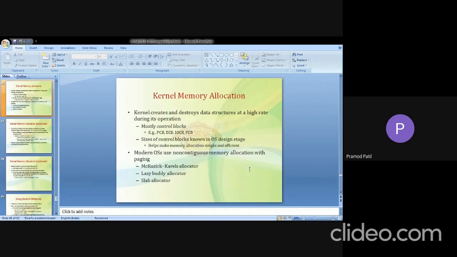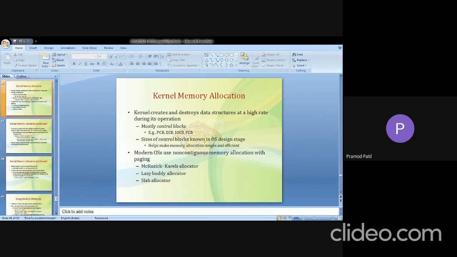Then kernel memory allocation. The kernel creates and destroys data structures at a high rate during its operation. This means the kernel is responsible for creating the memory and also for destroying it. Mostly these are control blocks: PCB, ECB, IOCB, FCB, like process control block, event control block, I/O control block, and file control block. Like that it will be divided.